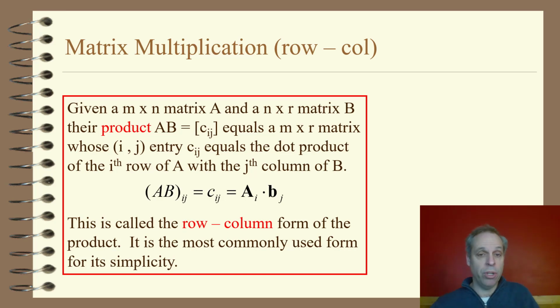So, given a matrix A, which is m by n, and a matrix B, that is n by r, their product will equal an m by r matrix whose ith jth entry equals the dot product of the ith row of A when thought of as a vector and the jth column of B when thought of as a vector. This is called the row column form. It is by far the most commonly used just because it's really simple.